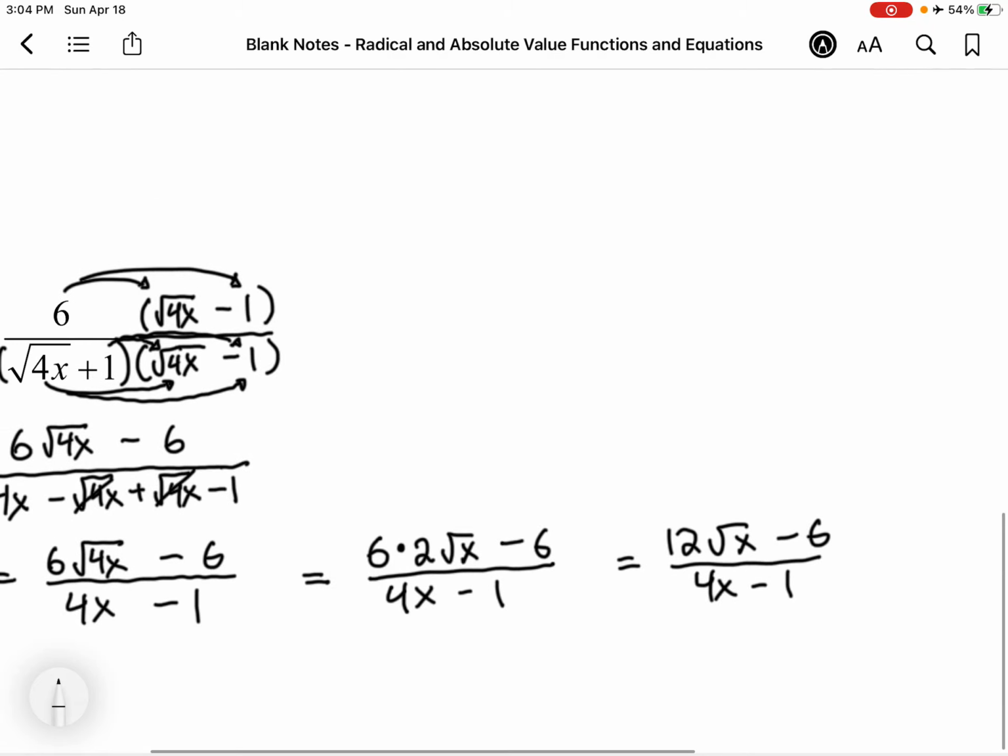Okay, now this guy has a variable in the radicand, and we were asked to state restrictions, and this is a square root. So anytime you have a square root, you have to think about the fact that you cannot take the square root of a negative number. So in this case, x must be greater than or equal to 0.